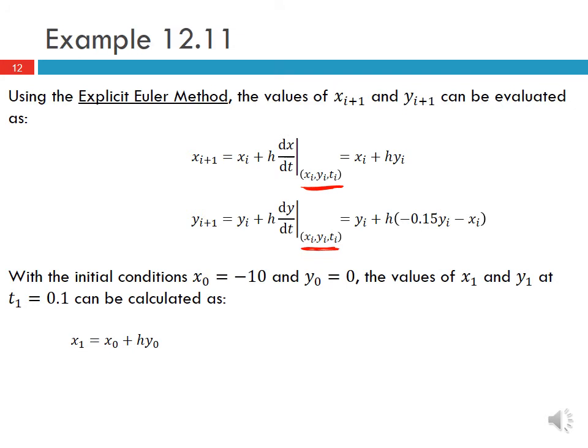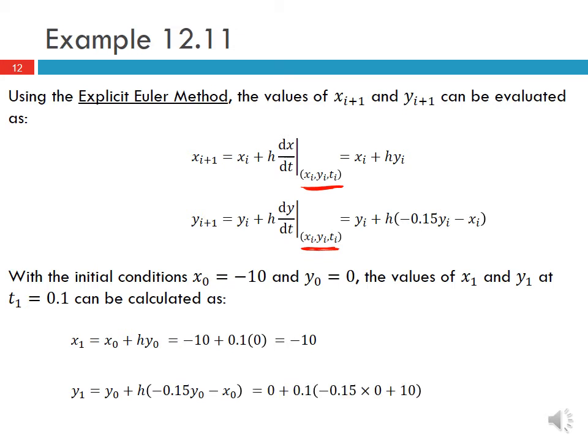With our initial conditions, x0 equal to minus 10 and y0 equal to 0, we can calculate the values of x1 and y1, which are the values at time t1 equal to 0.1. So x1 is equal to x0 plus h y0. Plugging in our values, we get that x1 is equal to minus 10. y1 is equal to y0 plus h times (minus 0.15 y0 minus x0). Plugging in our values, we see that y1 is equal to 1.